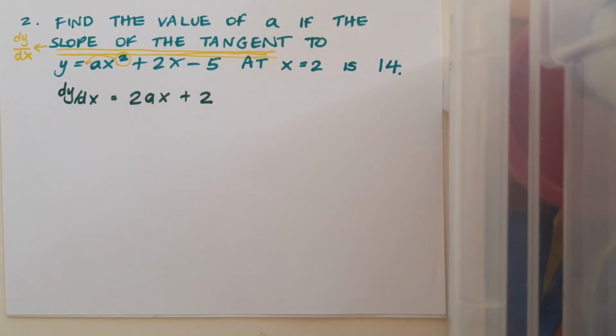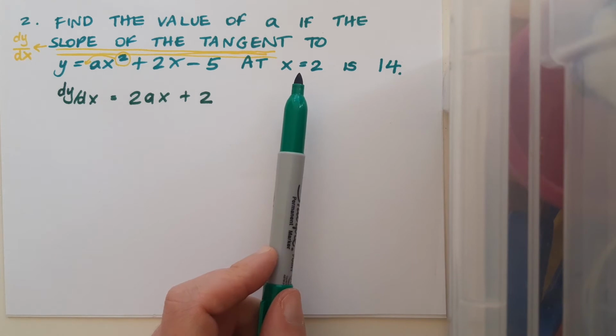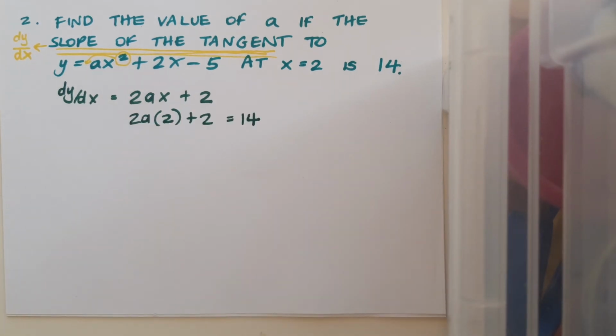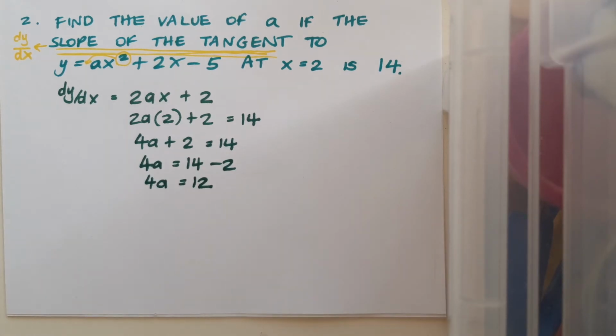Now I'm also told that the slope of the tangent, so dy dx, at x equals 2 is 14. So I can put in 2 for x, and I know that I'll get an answer of 14. And now I can just solve this equation to find a. Simplifying 2a by 2 first of all to get 4a, bringing the 2 over and subtracting to get 12, and finally dividing by 4 to get 3. And I'm done then because the question said find the value of a, and I've found the value of a.